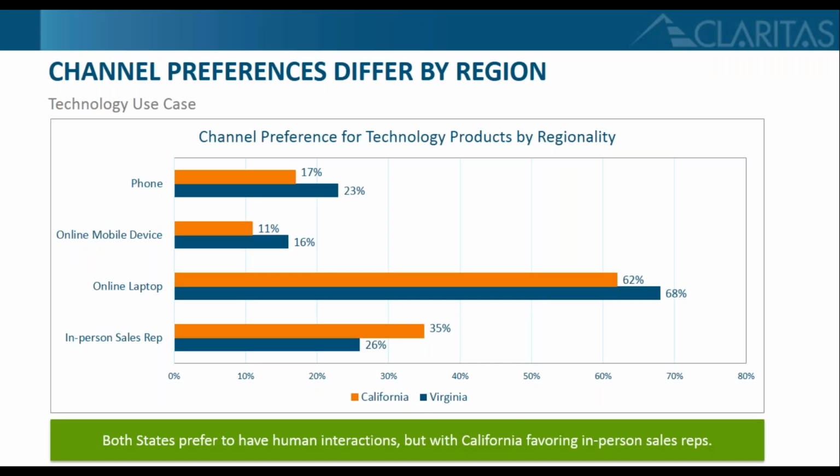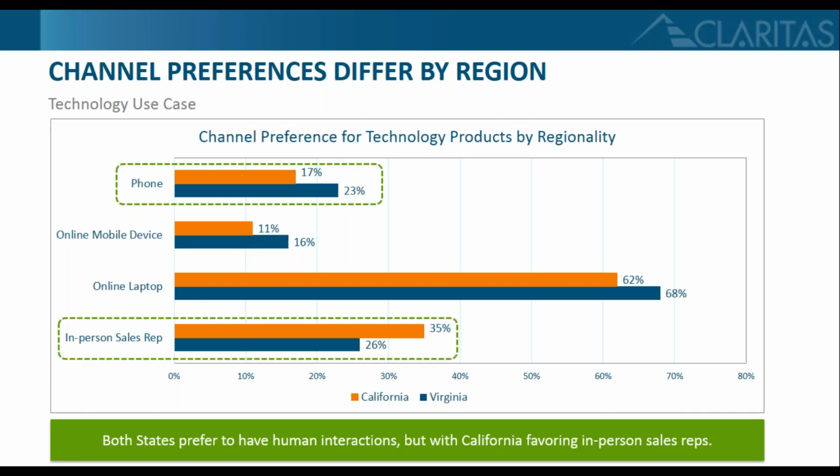Here I've got a couple of states, California and Virginia, and you can see how people in different states prefer to purchase their technology. The top bar is talking about phone. Virginia is a little bit more, 23% versus 17%. Online is the leader in both states, right? In-person sales rep is similar in California. One thing I think is interesting, and a lot of people lose sight of, is that if you tally up these orange bars and the blue bars here, for California it's 52%, for Virginia 49%.